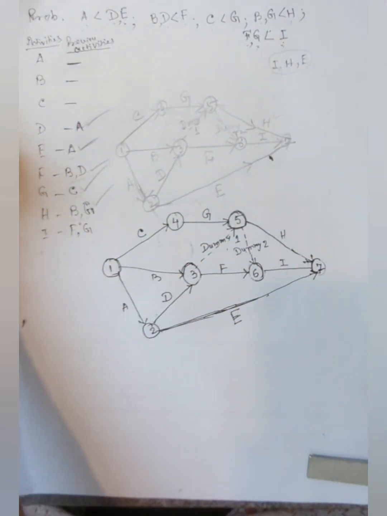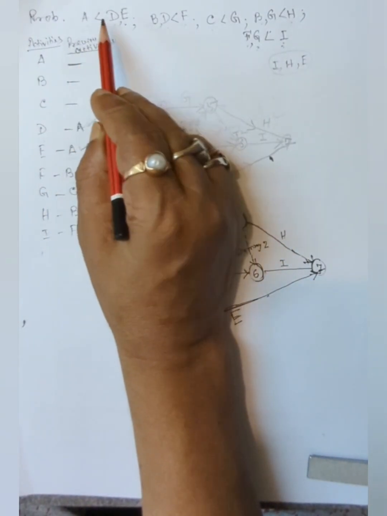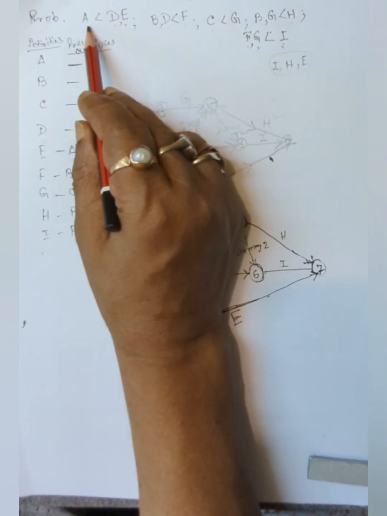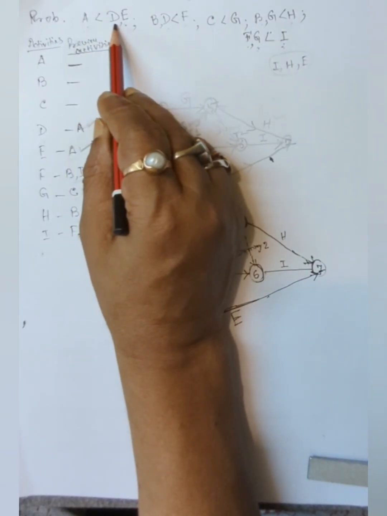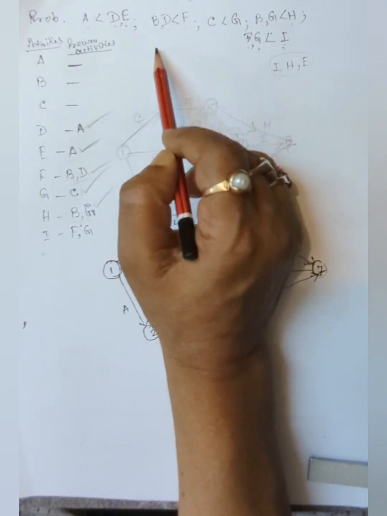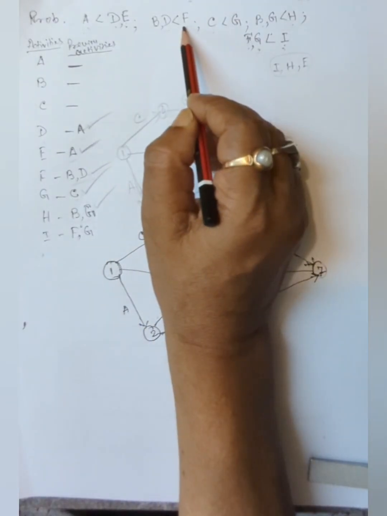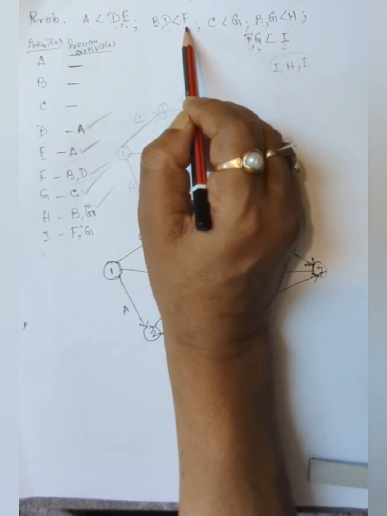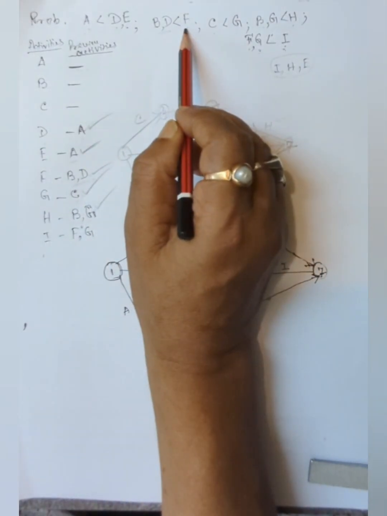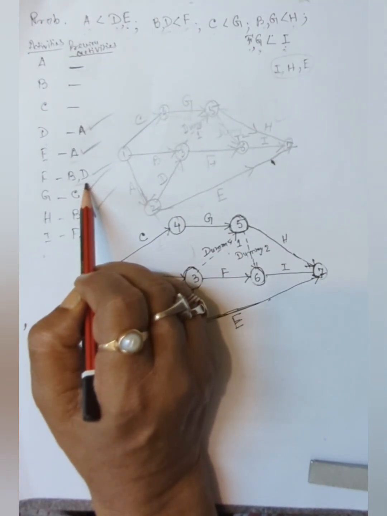Now for D, this is D. It indicates A must be completed to start D. A less than D means A has to be completed, and only then can you start D. Is there any other for D? No, there is not any other. For F, before starting F, you have to complete B and D. For starting F, I have taken it earlier, you have to complete B and D.